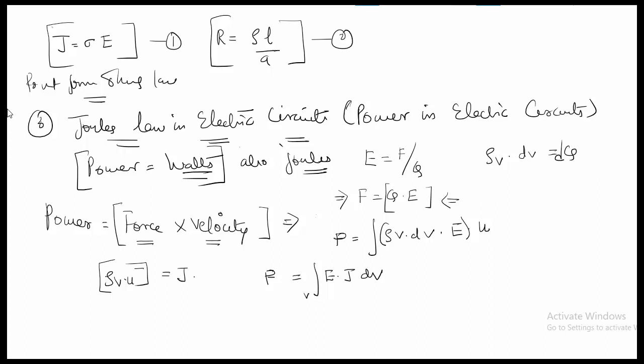So my work done, this is known as my Joule's law. And what is the equation of power? So the WP will be equal to dP by dV. So this will be equal to the derivative of this. So what I will get is E dot J, and this is a work done.